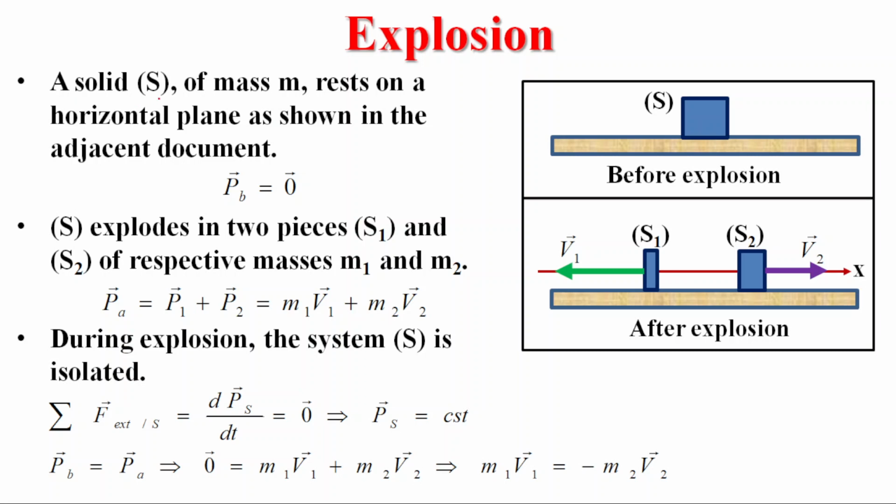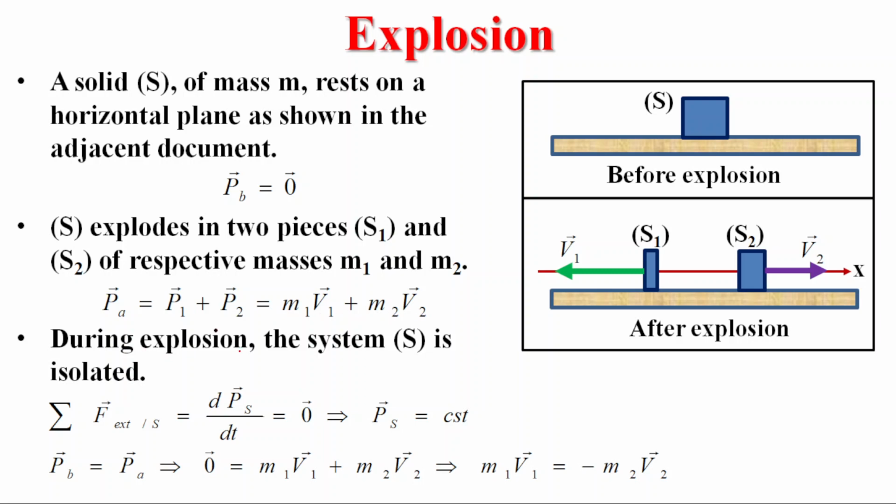Now, a solid S of mass m rests on a horizontal plane as shown in the adjacent document. S is at rest, meaning it doesn't have velocity. The velocity of S is 0, therefore the linear momentum of S equals 0. The linear momentum of S before explosion is 0. Now, S explodes into 2 pieces, S1 and S2. S1 travels at V1, S2 travels at V2. Now, my system S1, S2 has linear momentum M1 V1 plus M2 V2.